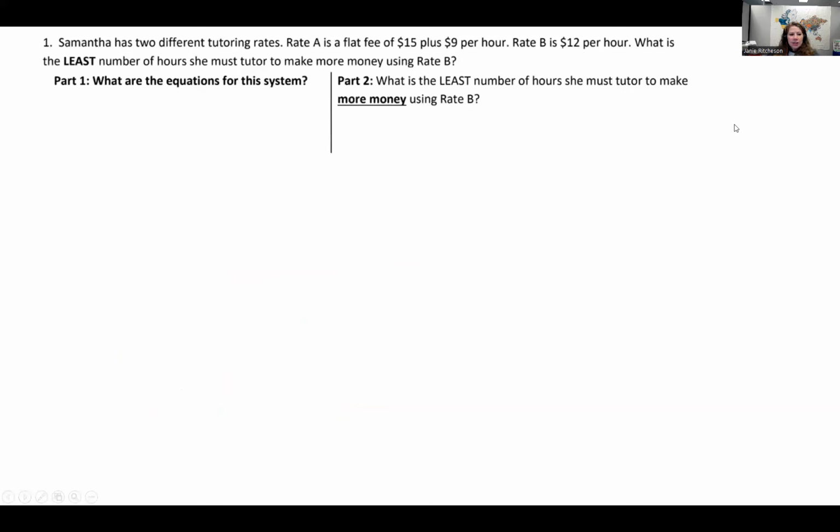All right, the next question. Samantha has 2 different tutoring rates. Rate A is a flat rate of $15 plus $9 an hour. Rate B is $12 an hour. What is the least number of hours she must tutor to make more money using rate B?